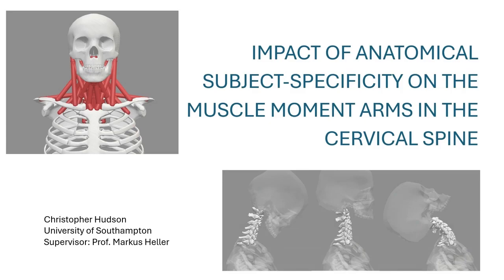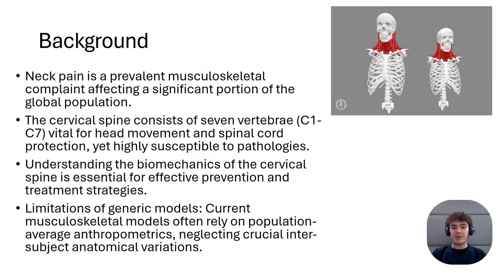Okay, so my project is on the impact of anatomical subject specificity on the muscle moment arms in the cervical spine. So firstly, for some background, the human cervical spine is a complex biomechanical system, which is crucial for head movement and spinal cord protection, but it's highly susceptible to pathology such as neck pain, which is one of the most frequent musculoskeletal complaints. So therefore, understanding its biomechanics is essential for effective prevention and treatment strategies.